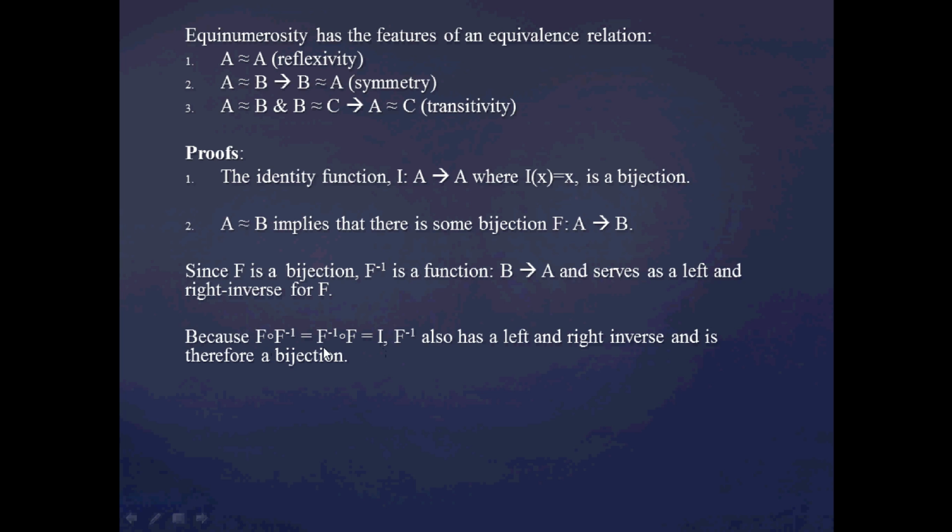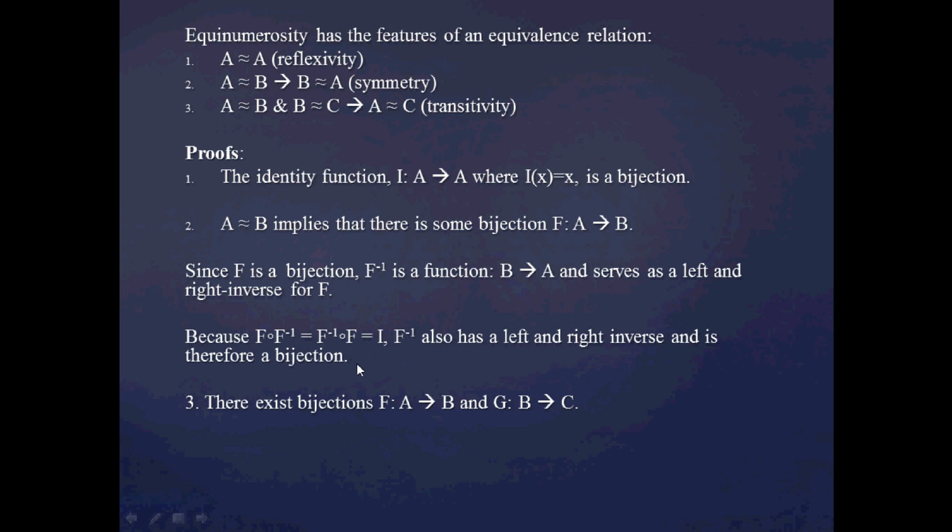Now, if you reinterpret these two statements, if you look at it from the perspective of F minus 1, F is serving as a left inverse. And over here, F is serving as a right inverse for F minus 1. So this also means that F minus 1 has left and right inverses, namely F. So that means that F minus 1 is also a bijection from B onto A. So that proves that B is equinumerous to A, because I just found a bijection.